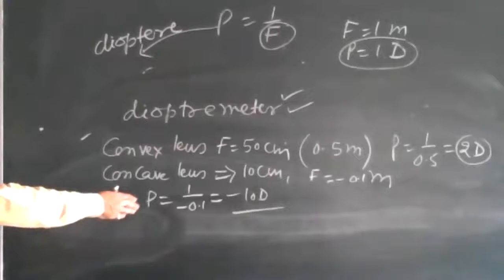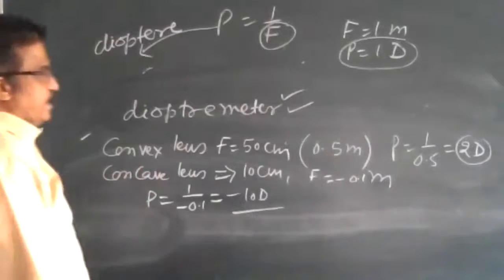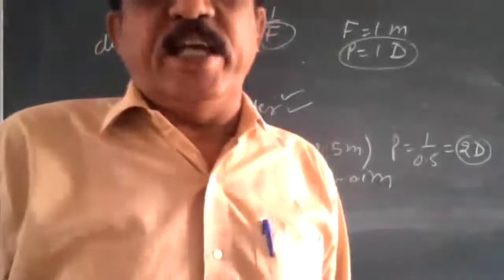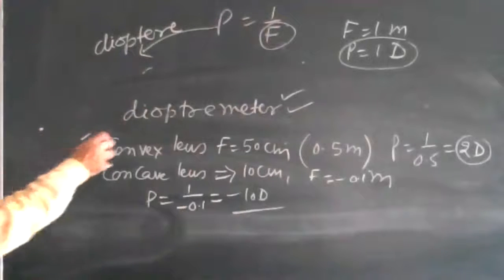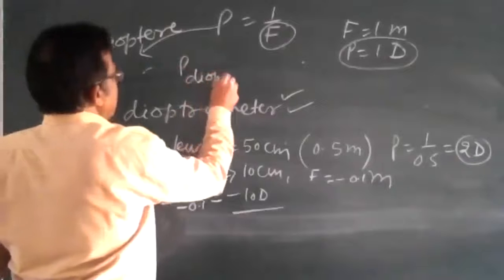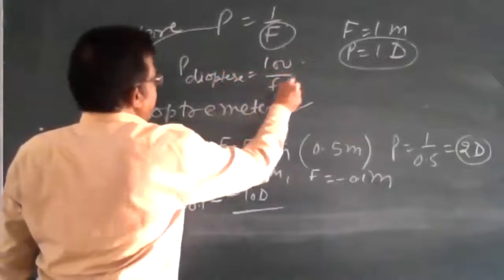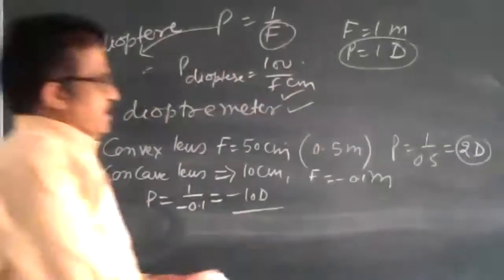Usually, focal length of a lens is given in centimeter. So I can write here P in diopter is equal to 100 by F in centimeter.